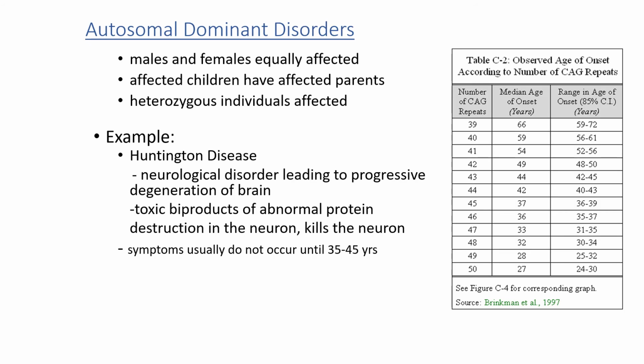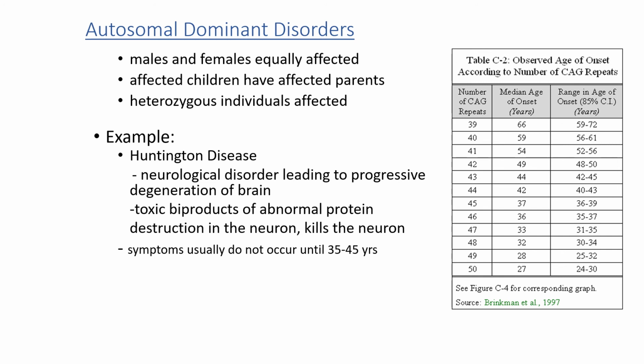So not only are there autosomal recessive disorders, but there can also be autosomal dominant disorders. These too affect males and females equally. It doesn't differentiate between the two. The affected children usually do have affected parents, and heterozygous individuals will be affected as well. As long as they have one dominant allele, that individual is going to have the condition. Unlike cystic fibrosis, where you have to have 2 recessive alleles to have the condition. So a classic example of this, the one you would be most likely to have heard of before, is Huntington's disease.